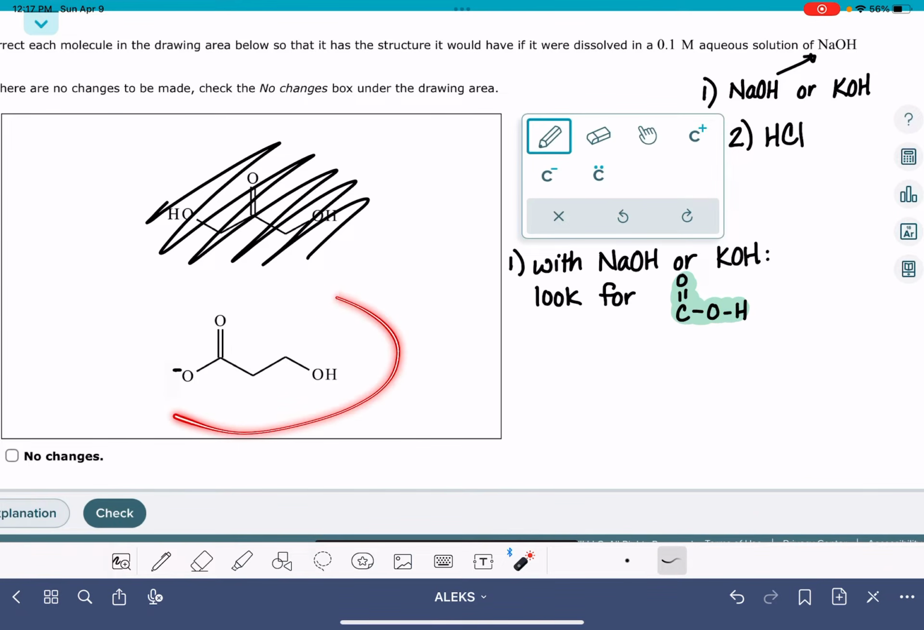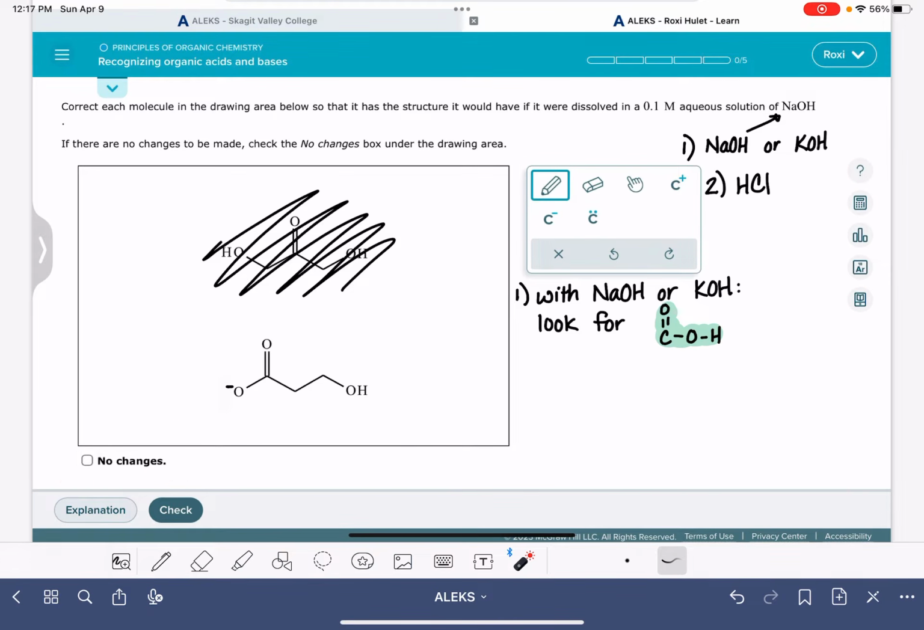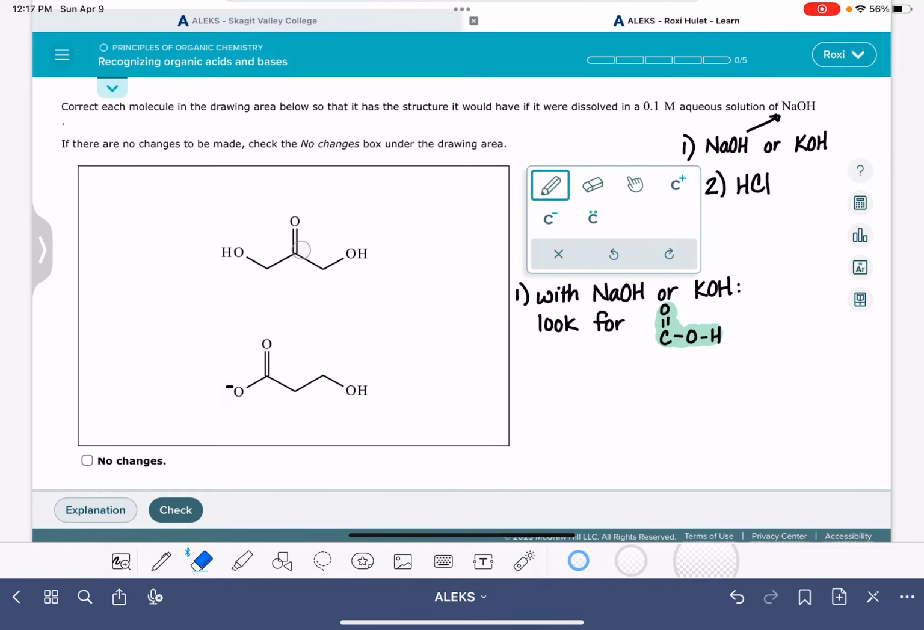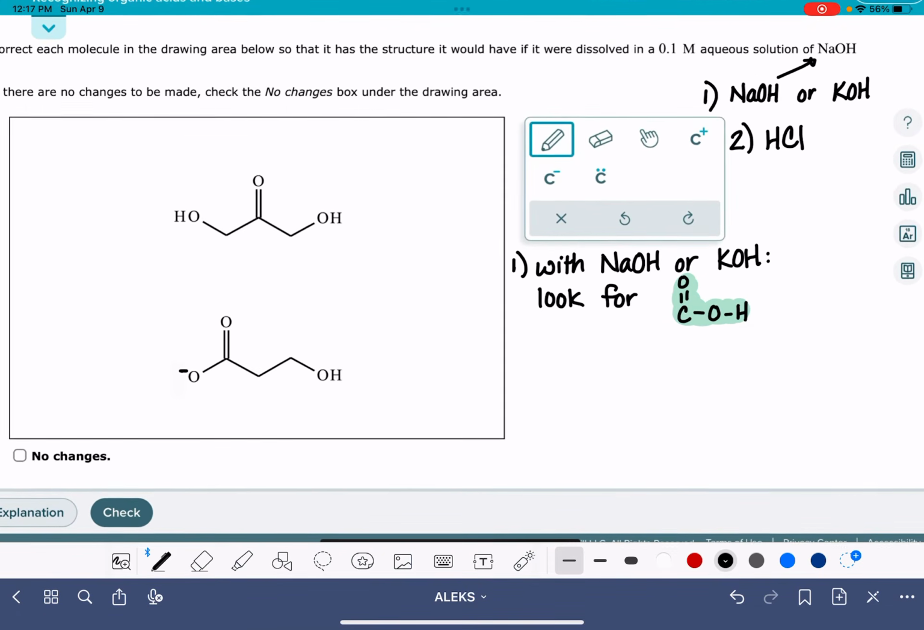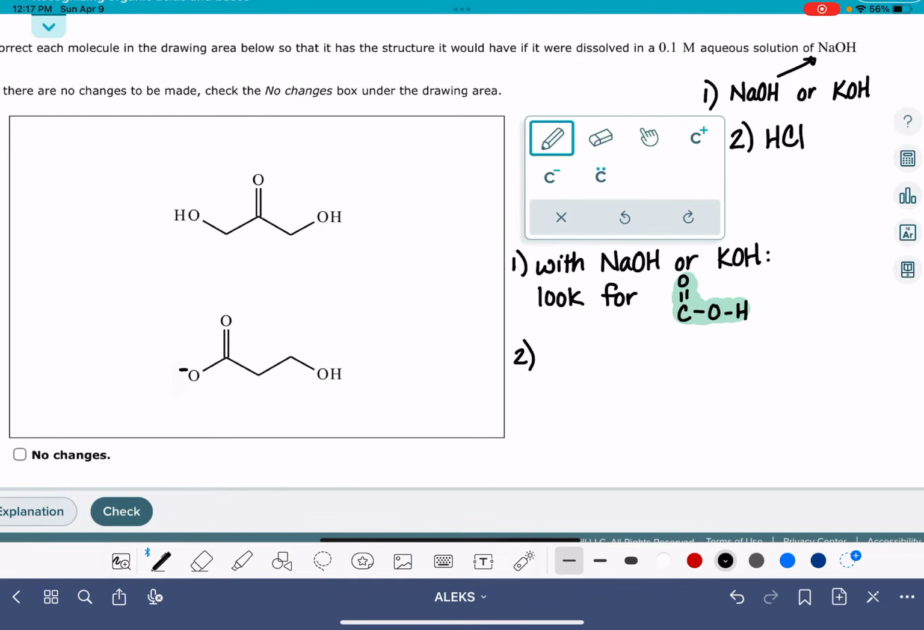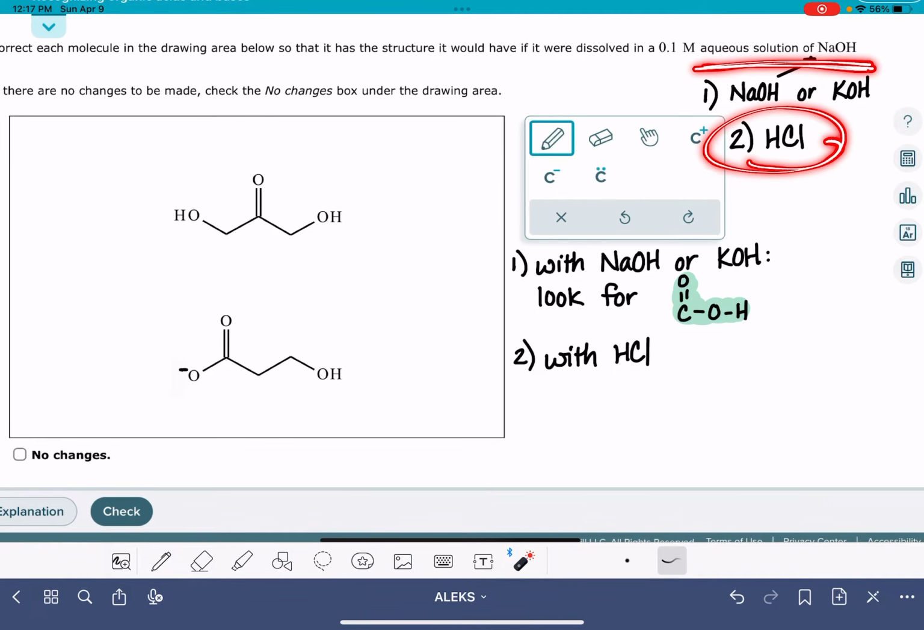If neither one of these molecules are carboxylic acids, we would need to click this no changes box to show that neither one of them were going to react with NaOH or KOH. Now the second version of this problem would be if you're being asked to think about what they would look like if they reacted with HCl. So over here, if it was asking about HCl instead of NaOH.